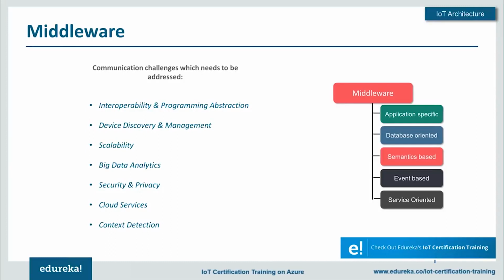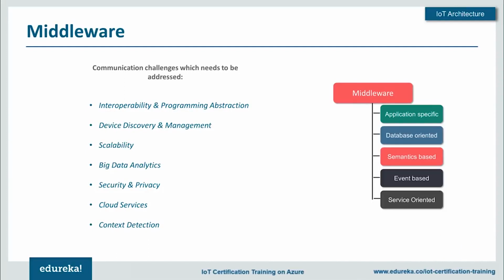Now, again, when you come down to the middleware segment, you need to understand with respect to the various specifications of the application, which kind of database it is oriented to, what semantics it is based on, what kind of events it can process, and what kind of service it can process or provide as well. These are some aspects that you need to keep in mind while selecting your middleware for your architecture.